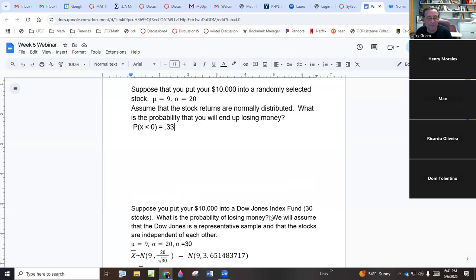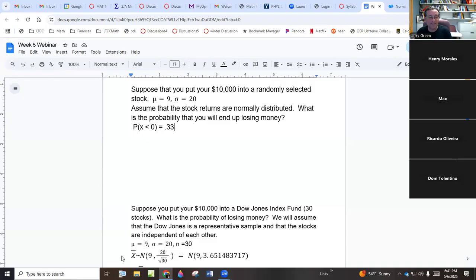Now, what's the probability of losing money? Okay. Now, we're going to have to make an assumption that the Dow Jones is a representative sample and that all stocks are independent of each other. That's not perfect. The details are a little too hard for this class for me to explain, but I will tell you, I have gotten into this and I make a lot of money in investments. It really does work.